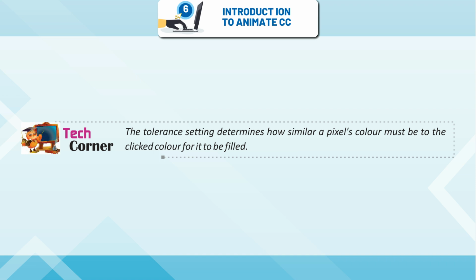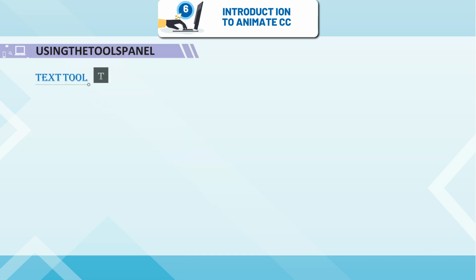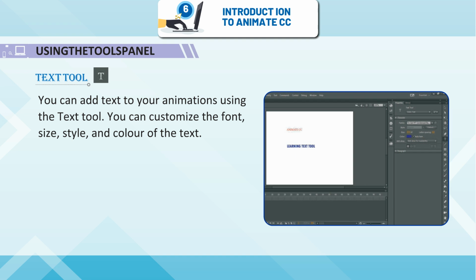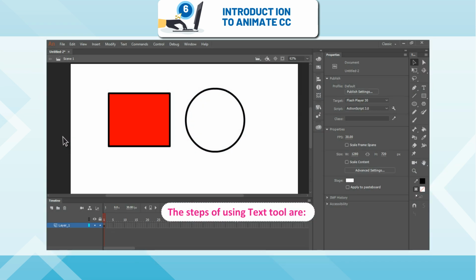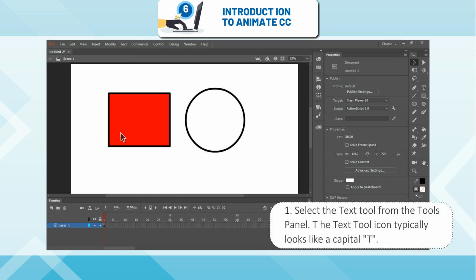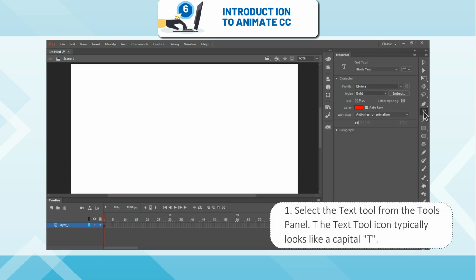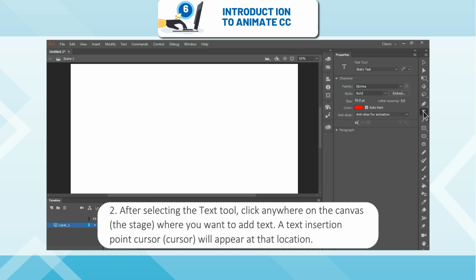Text corner. The tolerance setting determines how similar a pixel's color must be to the clicked color for it to be filled. Text tool. You can add text to your animations using the text tool. You can customize the font, size, style, and color of the text. The steps of using text tool are: select the text tool from the Tools panel. The text tool icon typically looks like a capital T.